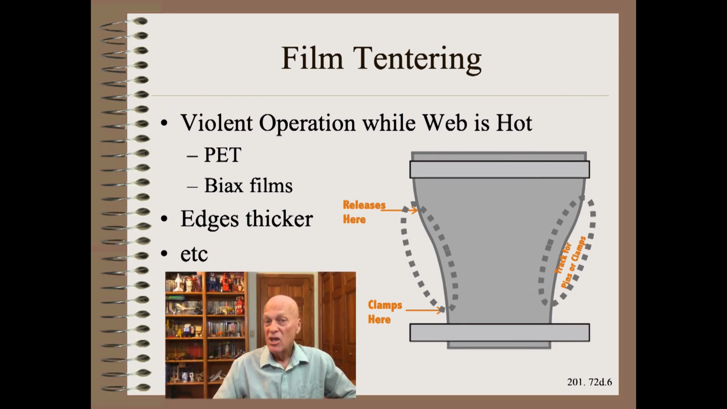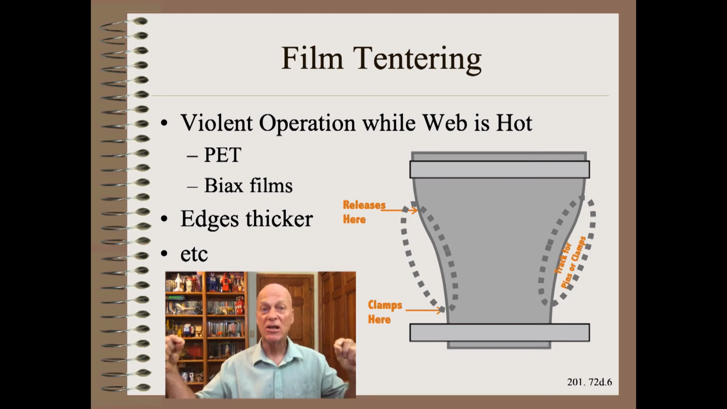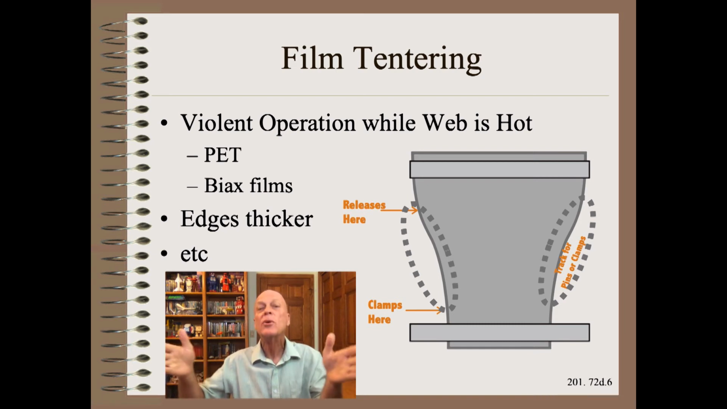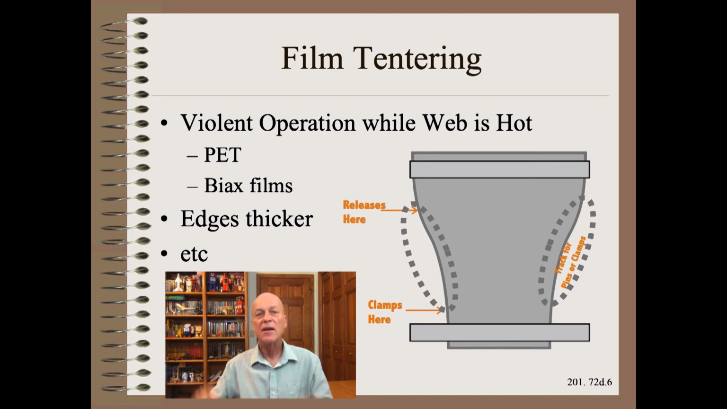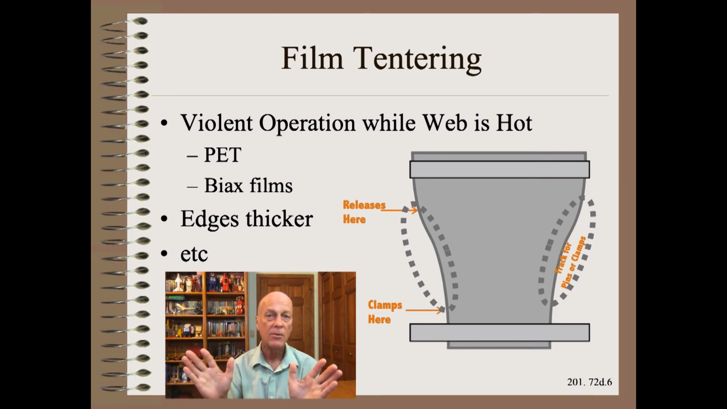The final example we will cover in this show is film tentering, such as used on Biax films. Here, the clips clamp on the edges of the hot web and literally drag them outward, increasing the web's width to perhaps 2 or 3 times its original width. This results in thicker edges and uncountable other edge troubles.